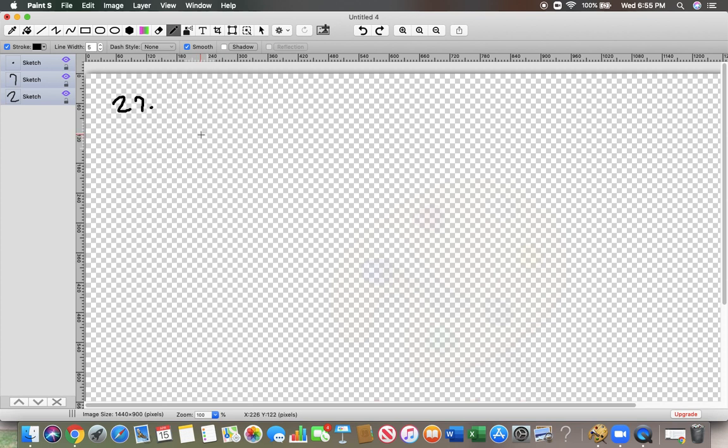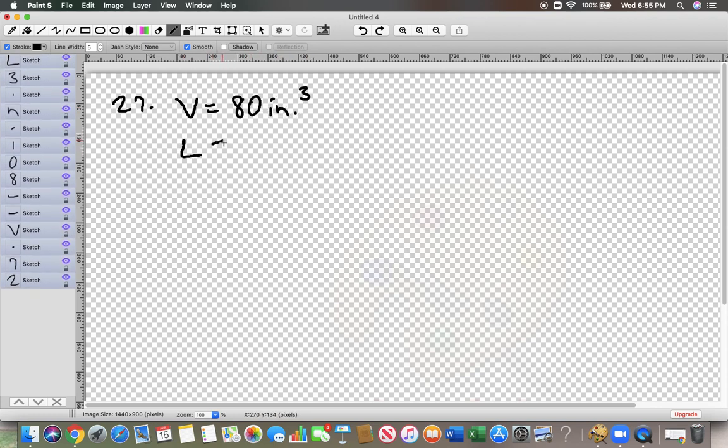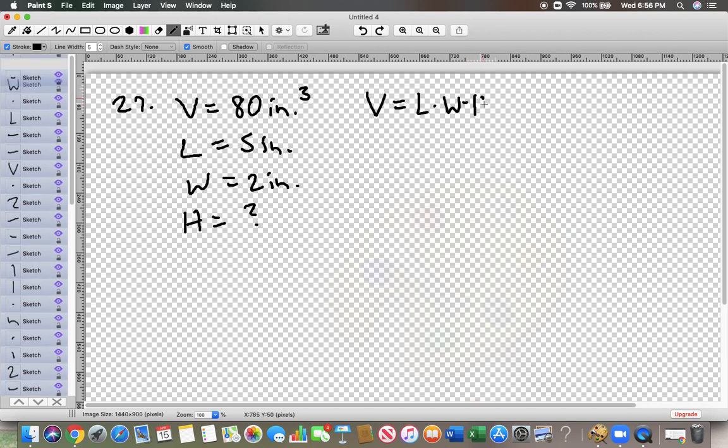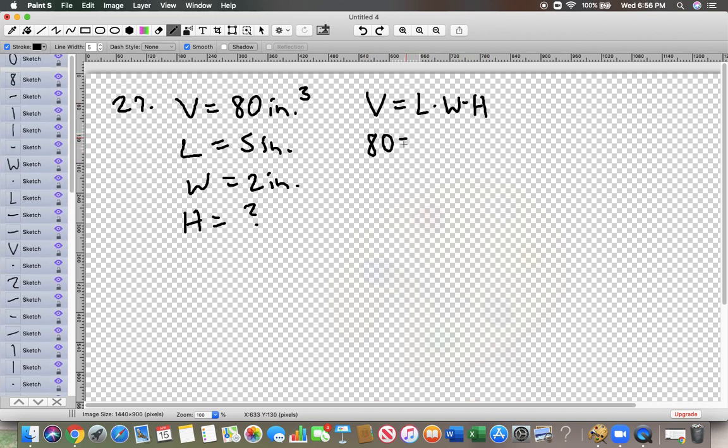All right, almost done here. Number 27. This time we're looking for the height. It tells us that the volume is 80 inches cubed. The length is 5 inches, the width is 2 inches, and the height is, we don't know, that's what we're looking for. Well, if they give us length, width, and height, in the directions it tells us it's a rectangular prism. So we're using this formula, length times width times height. Let's plug in what we know. Volume is 80, length is 5, width is 2, and we don't know what h is.